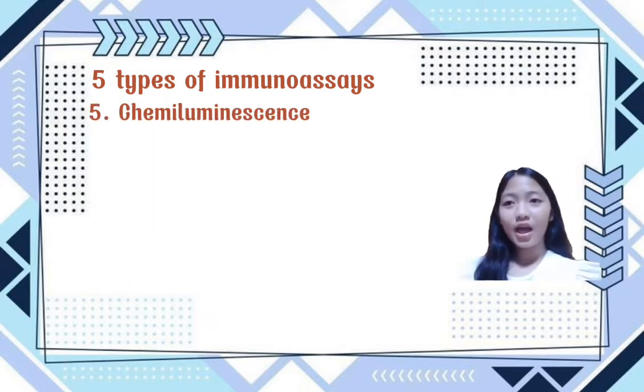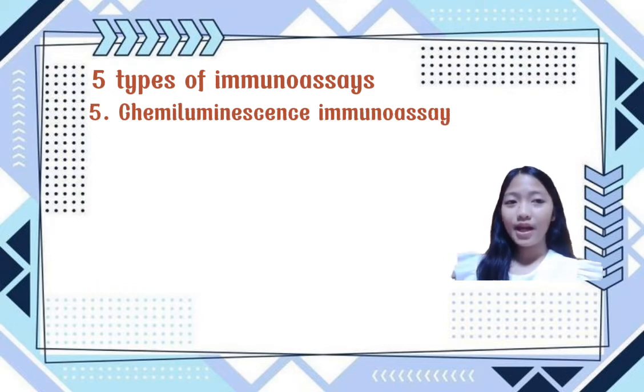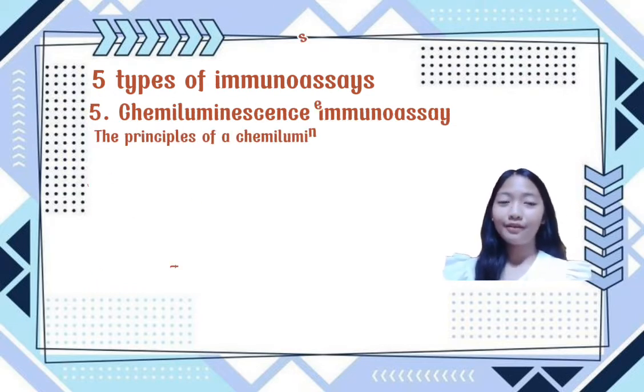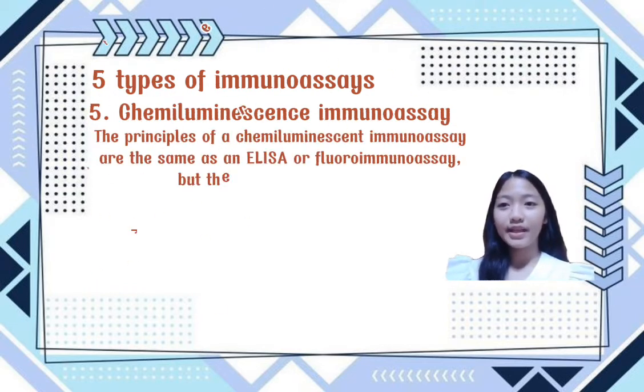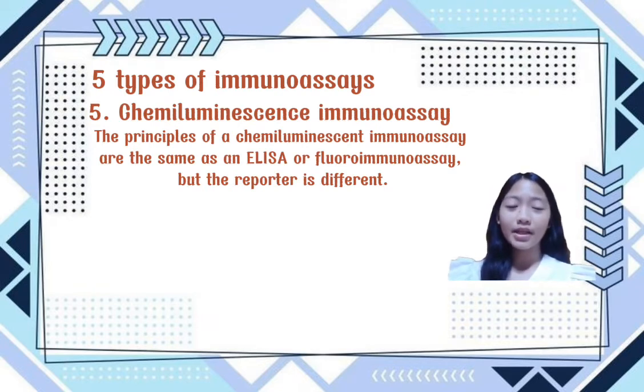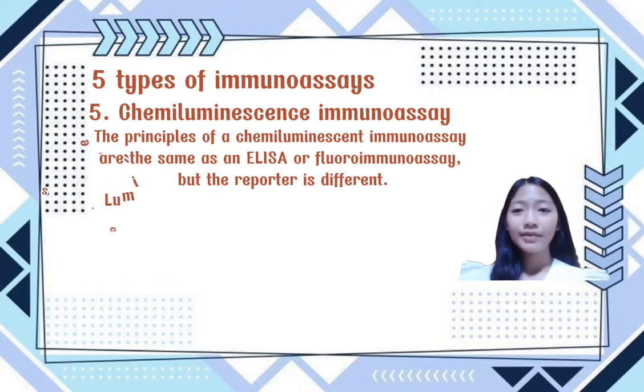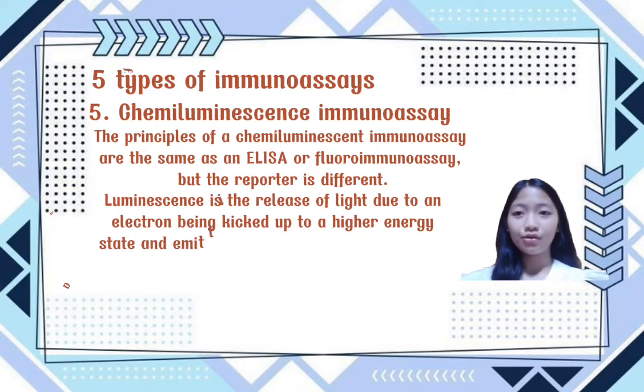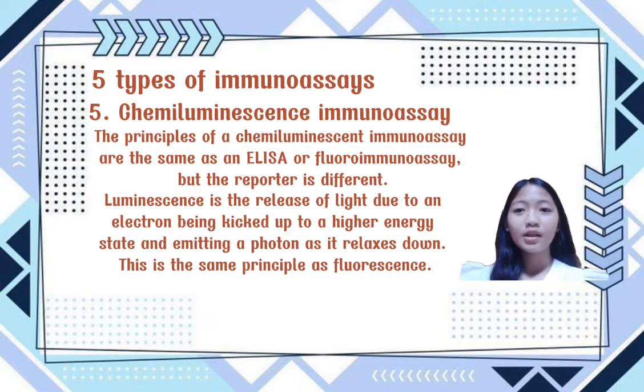Number 5. Chemiluminescence immunoassay. The principles of chemiluminescence immunoassay are the same as an enzyme-linked immunosorbent assay or a fluoroimmunoassay, but the reporter is different. Luminescence is the release of light due to an electron being kicked up to a higher energy state and emitting a photon as it relaxes down.